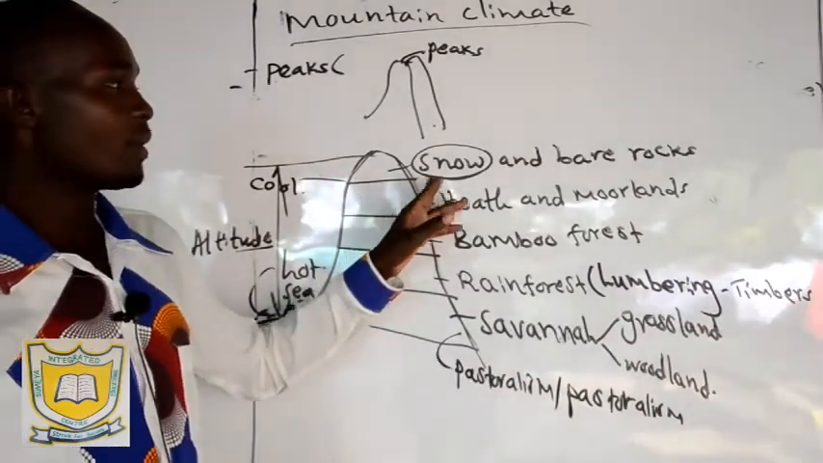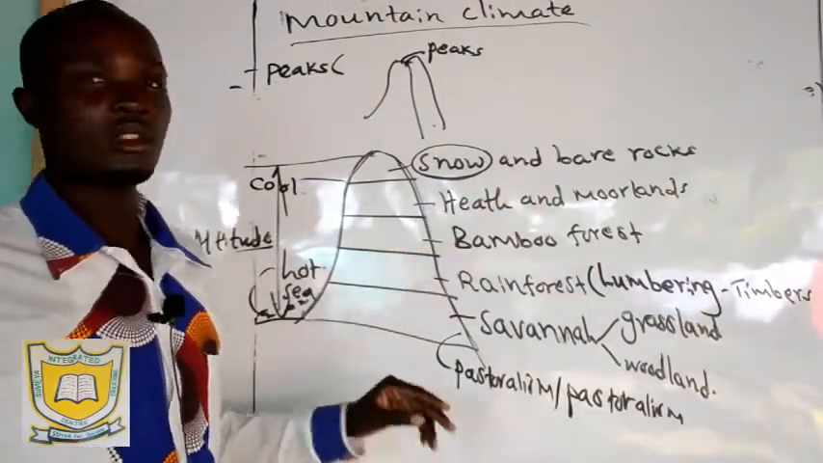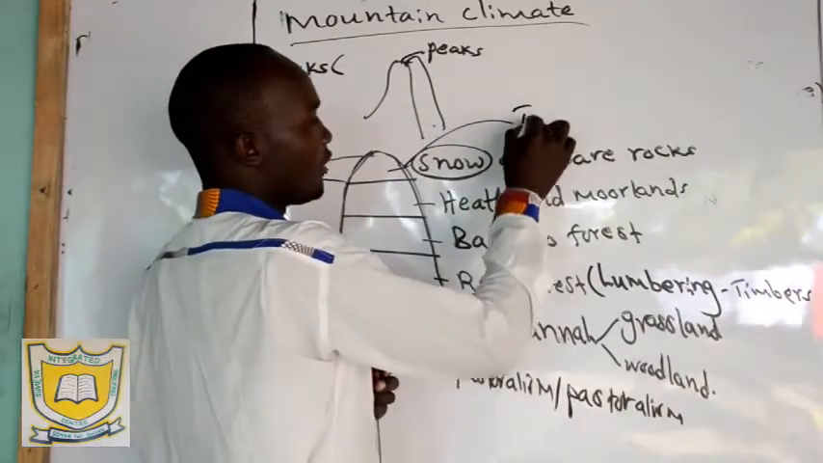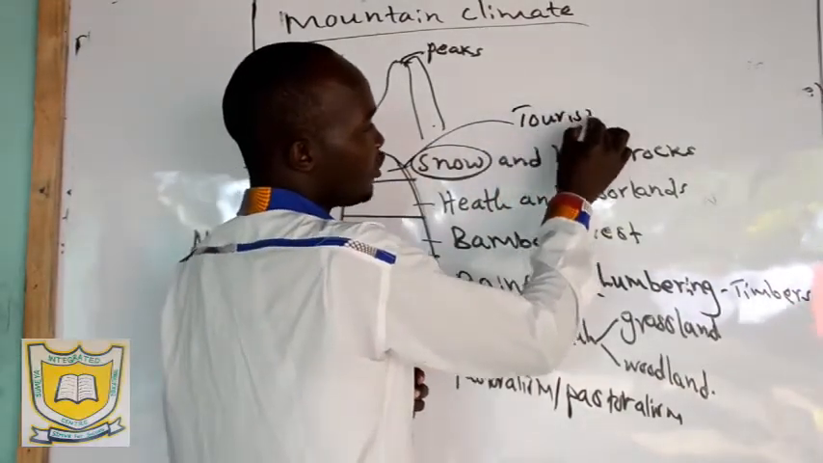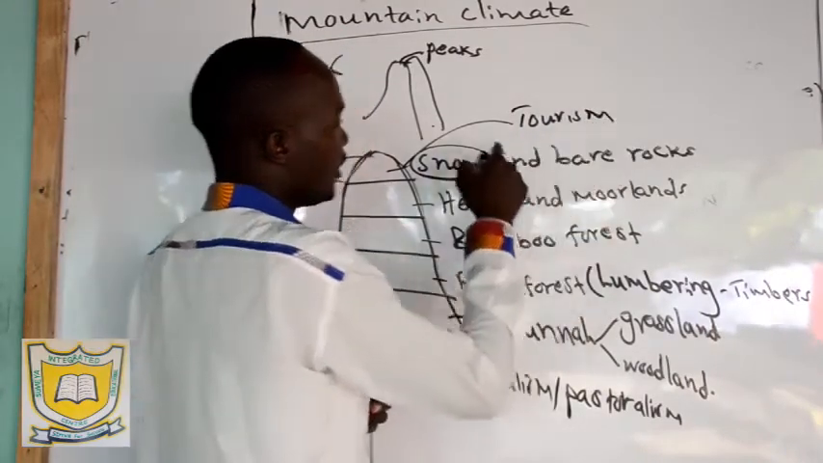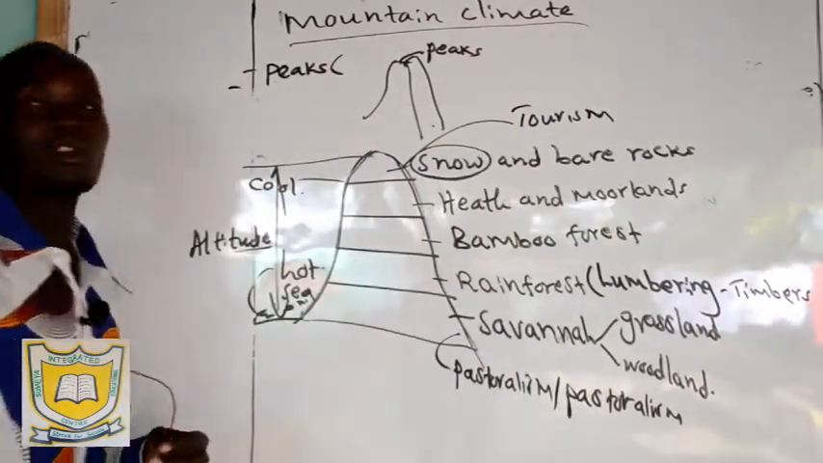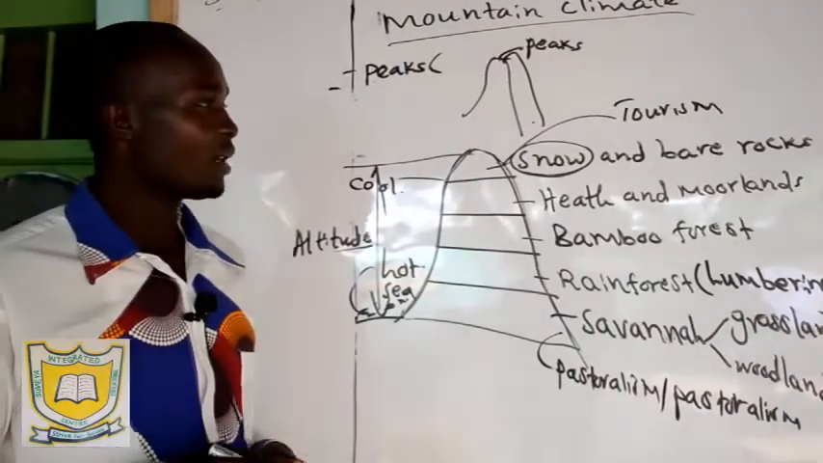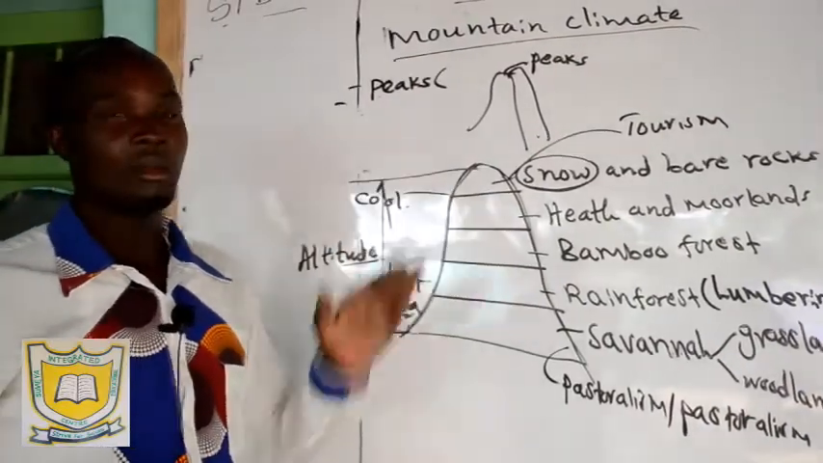Then at the top of the mountain we have snow and bare rocks. Here we have tourism. Very many tourists will come to see the snow and the bare rocks on the peaks of the mountain. And especially we say it in Africa, we have snow-capped mountains.